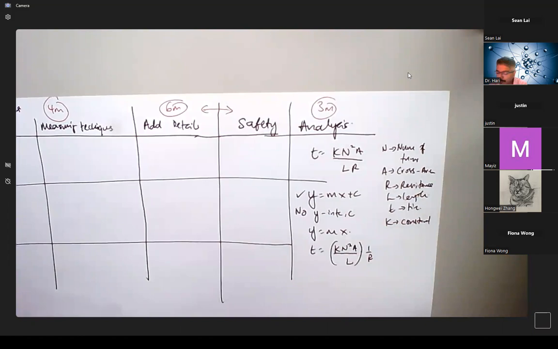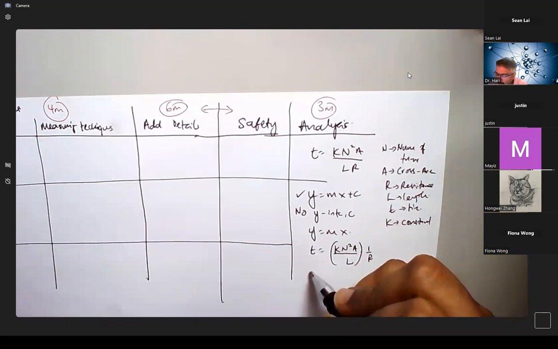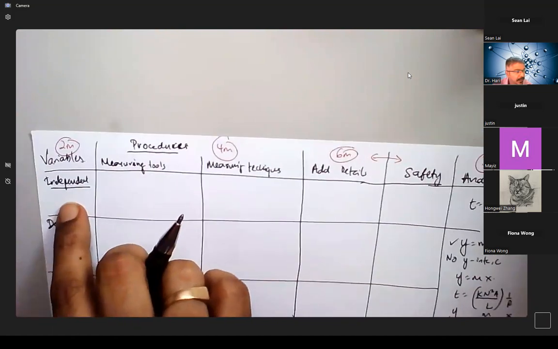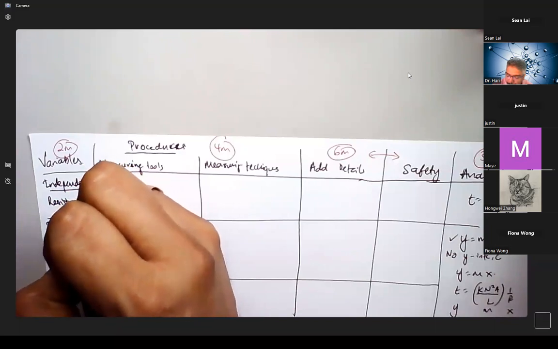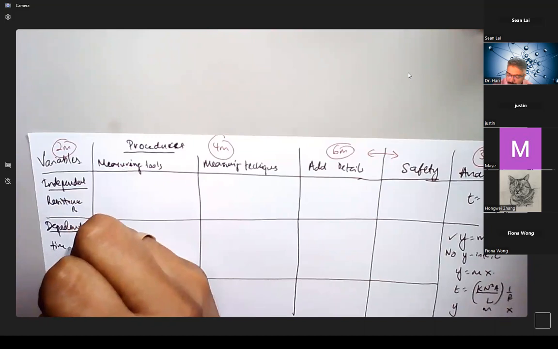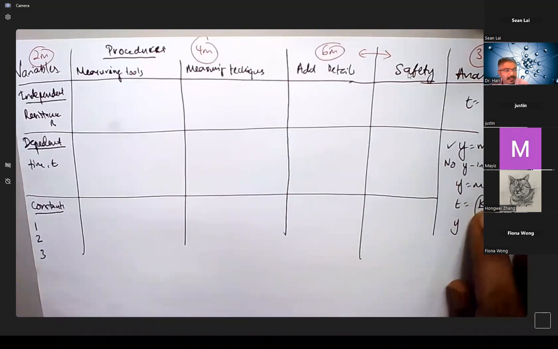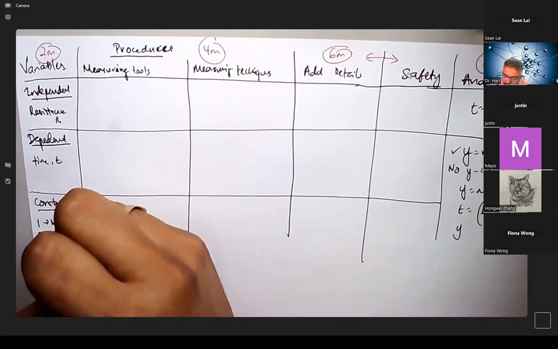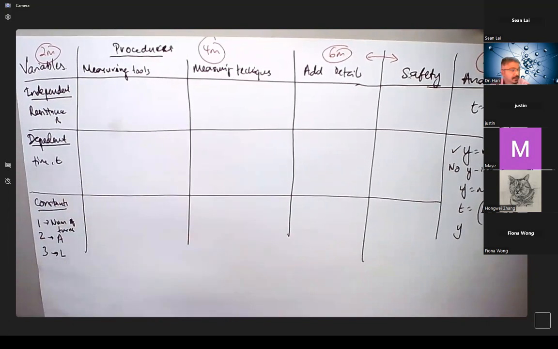Right? So this is the gradient M. Therefore, we can write here Y equals MX. So immediately we can say that the independent variable is resistance R, and the dependent is the time, T. Okay, constant. Let's look at the constant. This is where we identify. The constants are N, number of turns, the cross-sectional area, and the length.